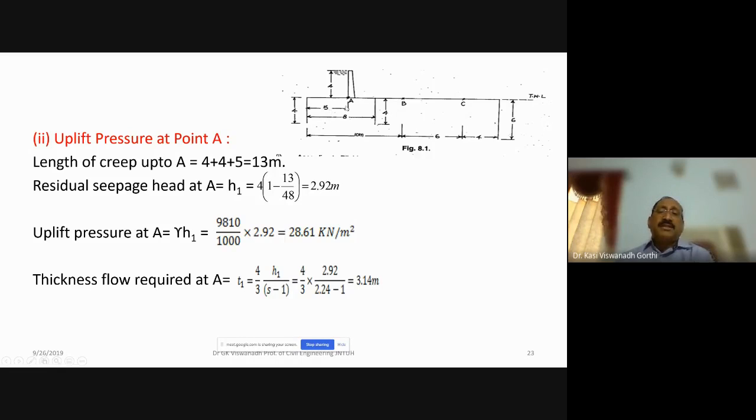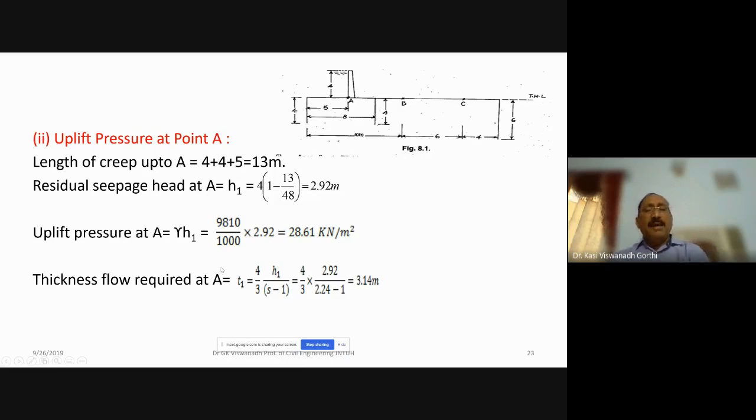So what is the total creep length up to the point A? The total length of creep up to point A will be 4 meters vertically downwards plus 4 meters vertically upwards plus 5 meters. 4 plus 4 plus 5, 13 meters. Correspondingly, what is the residual seepage head which is available at point A? At point A, H is equal to 4, the total head. The residual head will be 4 into 1 minus 13 by 48, where the creep length is 13 against a total creep length of 48 meters. So 1 minus 13 by 48 would give the residual seepage head, 2.92 meters.